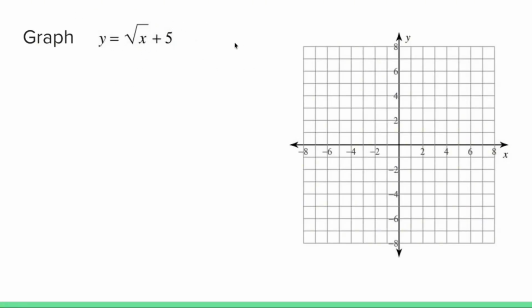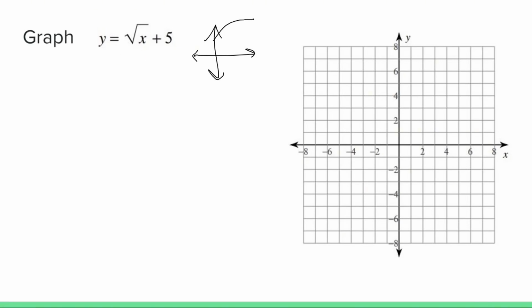Graph y equals the square root of x plus 5. The square root of x all alone, right, is going to look something like this. Now the square root of x plus 5 is a translation up 5. So I know that this is going to start at 0 and work its way up: 1, 2, 3. I'm not going to plug in -1 because I can't.